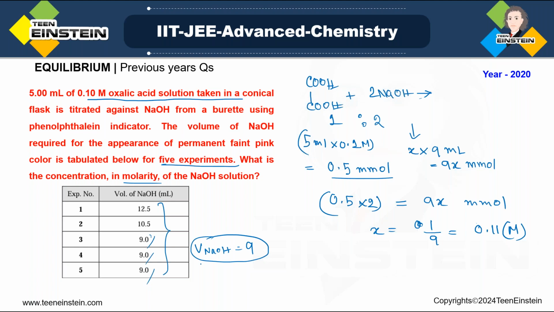So first we have to find the volume of NaOH that we will use for the calculation from this table. And the second part is you have to write the equation so that you can understand the mole ratio between this acid and base. Once you have understood it, you can find the amount of oxalic acid you have taken in terms of millimole, and that amount you have to double before you are writing this equation, and from this equation you can find the concentration of NaOH.